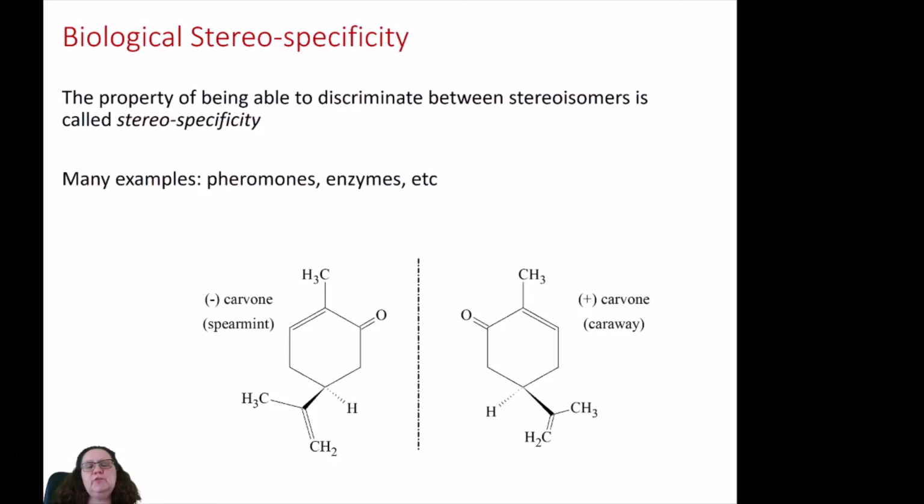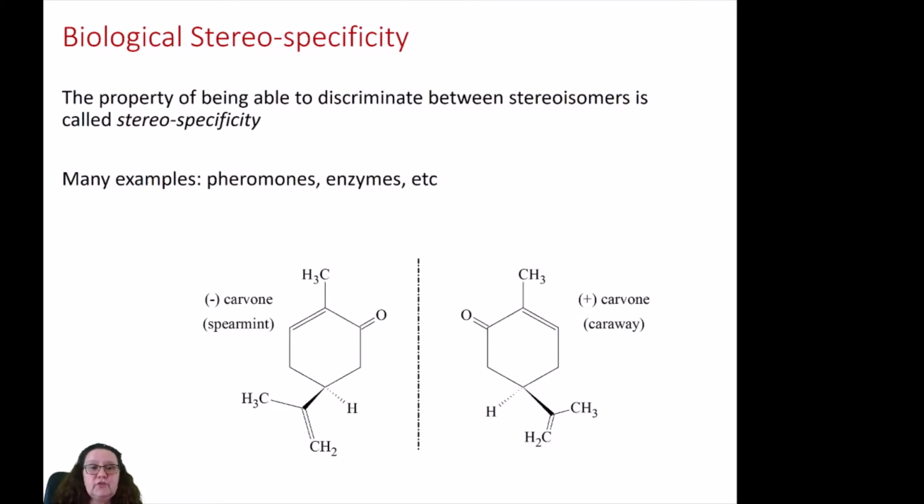Stereospecificity is the property of being able to discriminate between stereoisomers. There are many examples in biological systems of stereospecificity. It's the way pheromones work, it's the way enzymes work, our olfactory receptors, taste buds, etc.